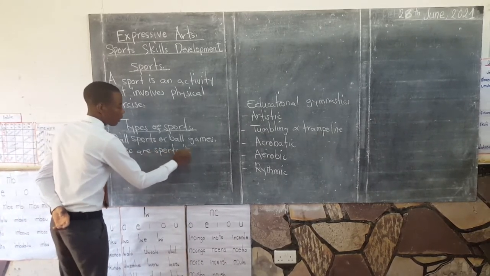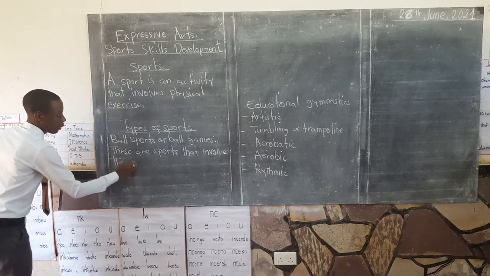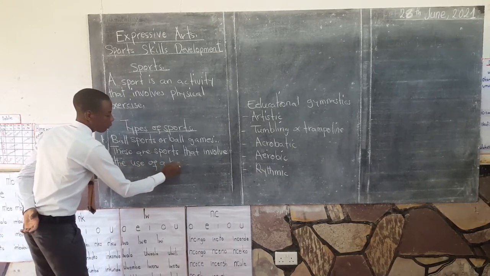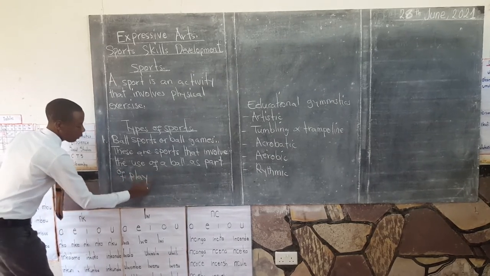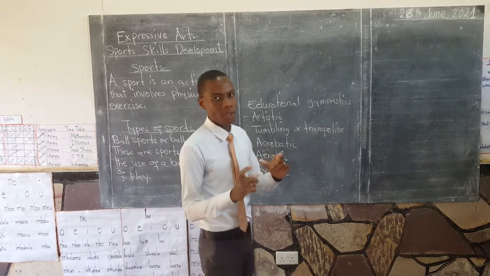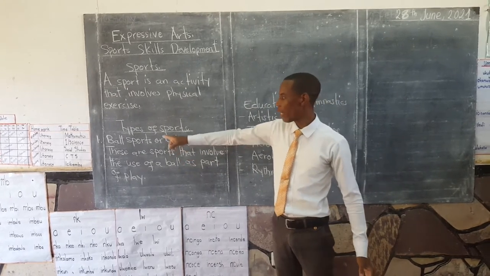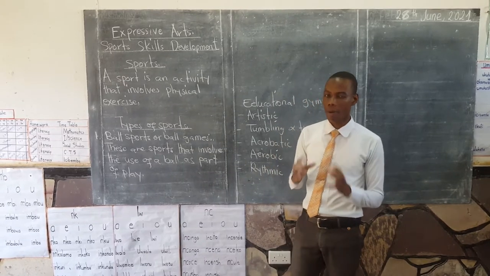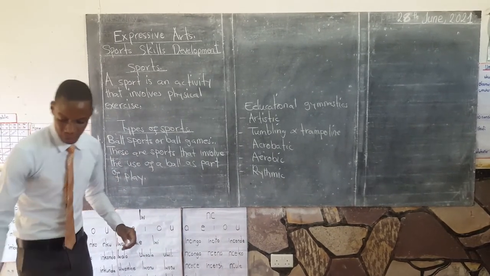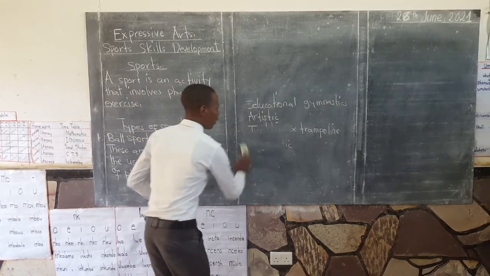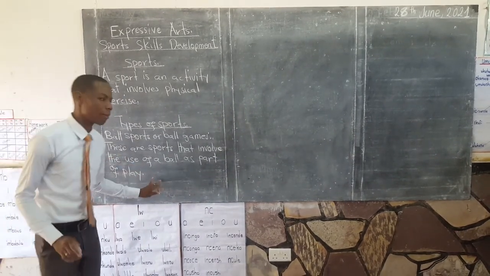These are sports that involve the use of a ball as part of play. So in ball games or ball sports, you need a ball to use as part of play. So for you to play any game, any sport under ball sports or ball games, you need a ball. You need a ball to make it part of what? Part of play. What are the examples of these ball sports? What are some of the sports that you know that involve the use of a ball? What do you think are some of the examples of such?